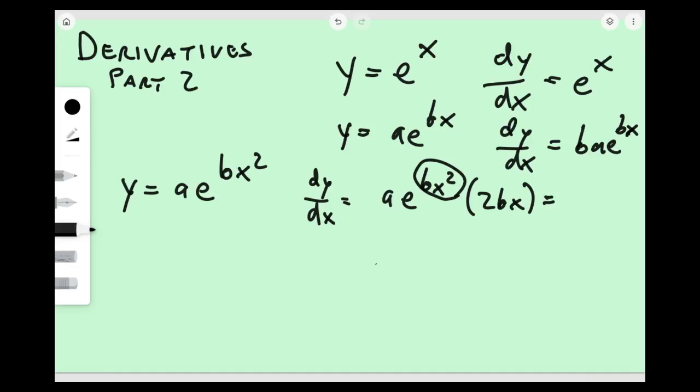And so if we rewrite that more cleanly, then we have 2ba x e to the bx squared.